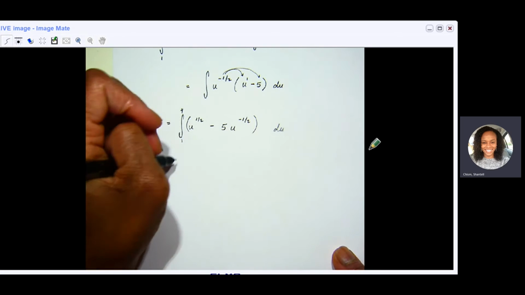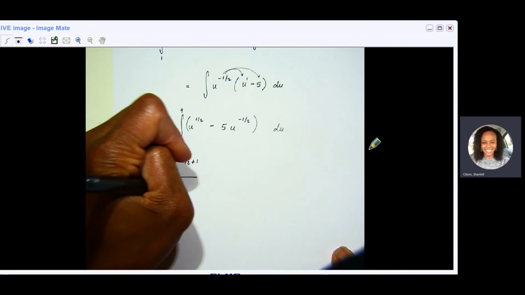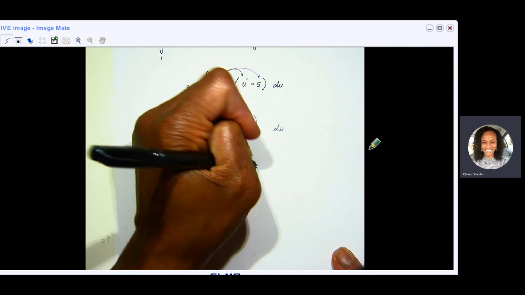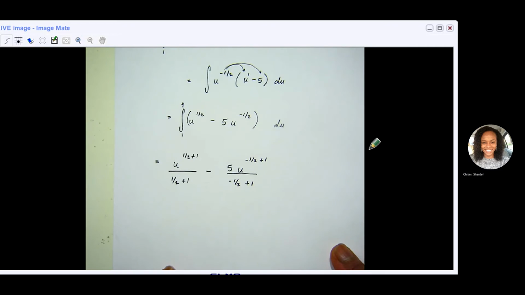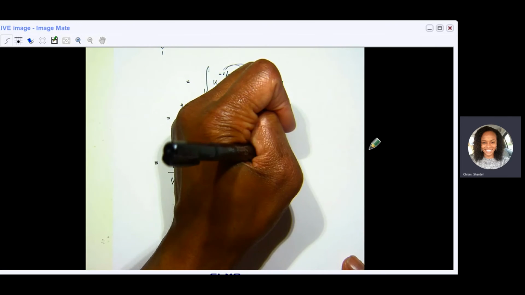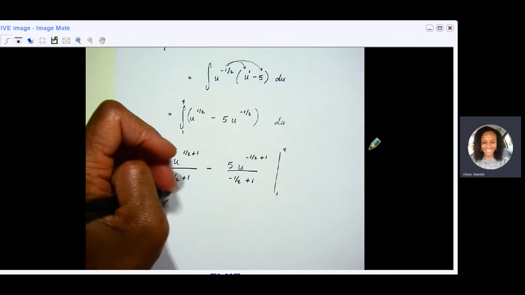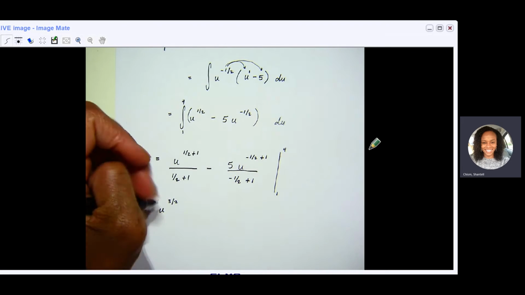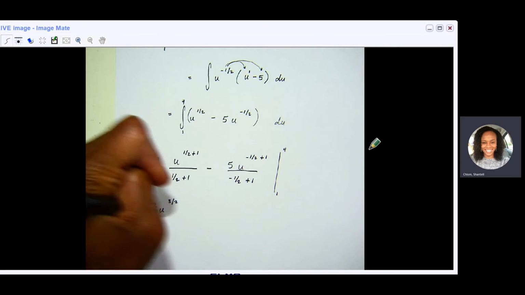So we've got u to the 1/2 plus 1 over 1/2 plus 1. And then minus 5 u to the negative 1/2 plus 1 over negative 1/2 plus 1. 5 is just a constant multiple, so it just hangs out. And this gets evaluated from 1 to 4. We're going to clean it up. So u to the 1/2 plus 1 becomes u to the 3/2, and then that's over 3/2. So instead of writing this over 3/2, we're going to put times 2/3.